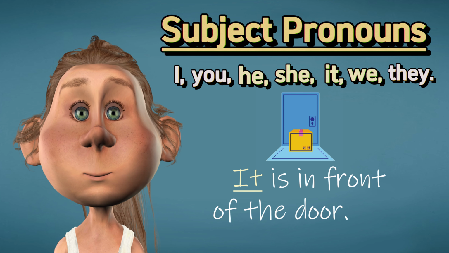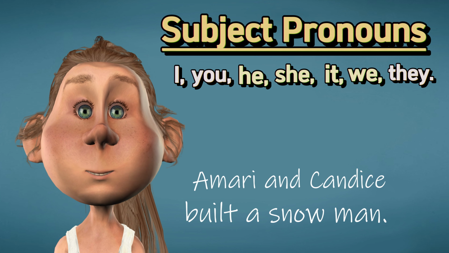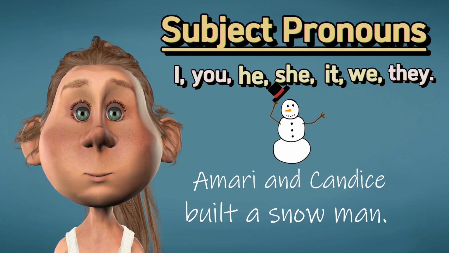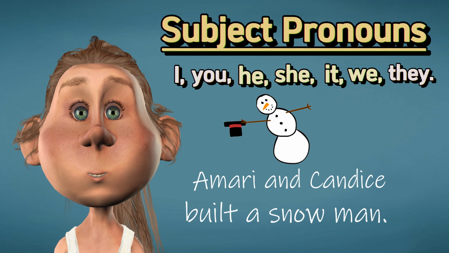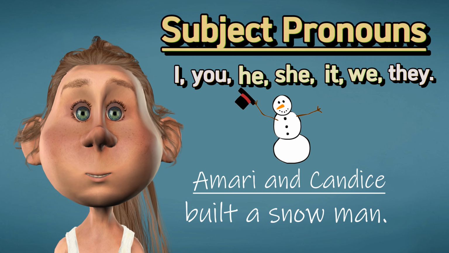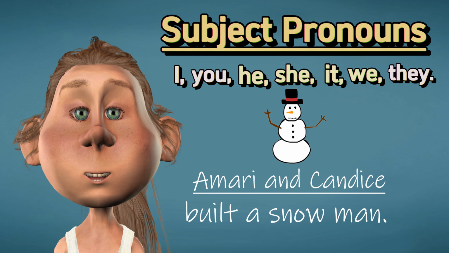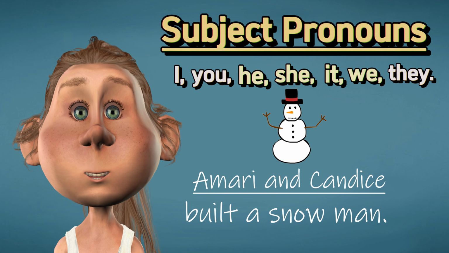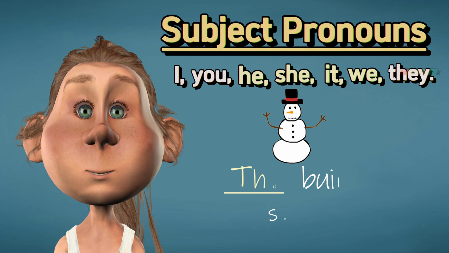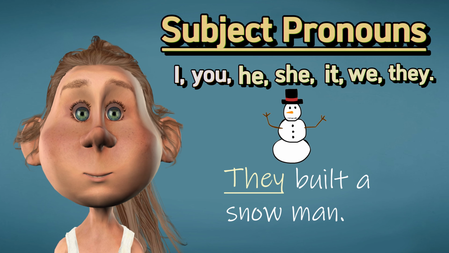What if there are multiple things or people like in this sentence? Amari and Candace built a snowman. What should we replace Amari and Candace with? There's more than one person as a subject, so it's they. Good job! They built a snowman.